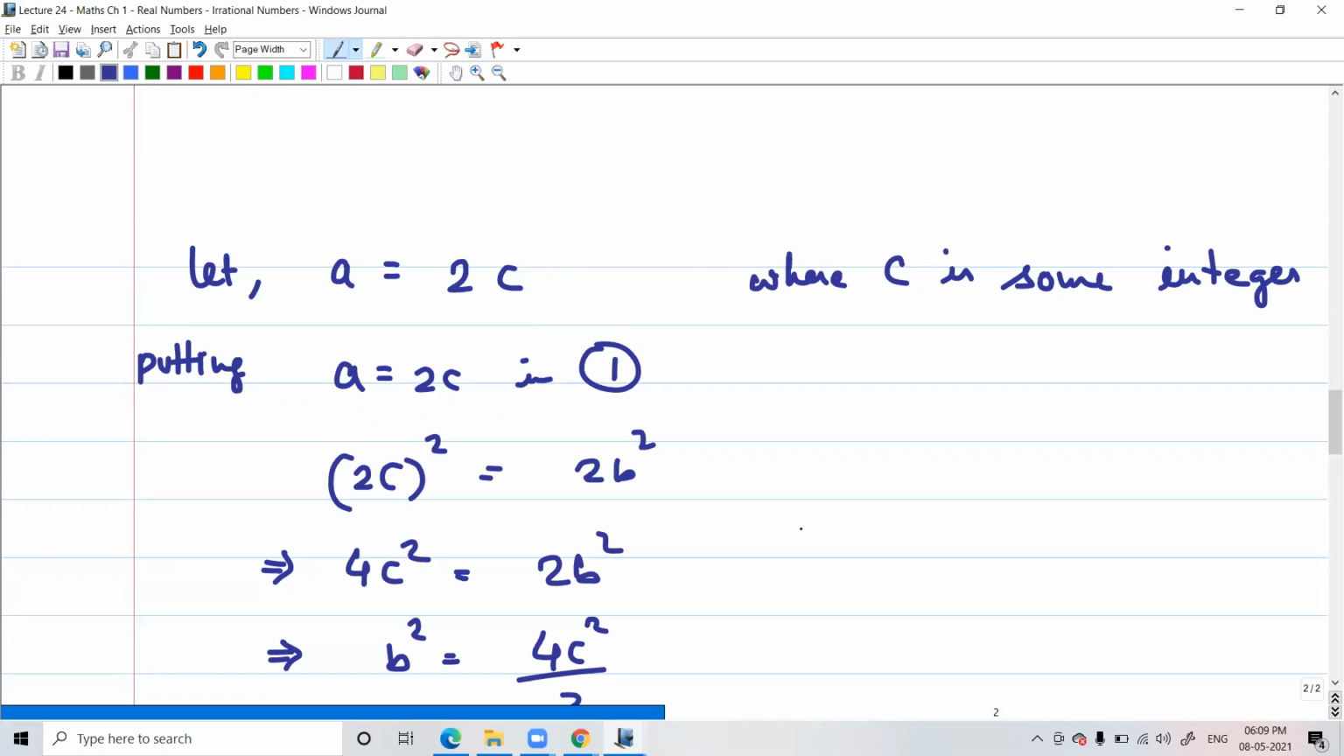Like I told you, this is theory. So just think about it: can a be written as 2 times c, where c is some integer?